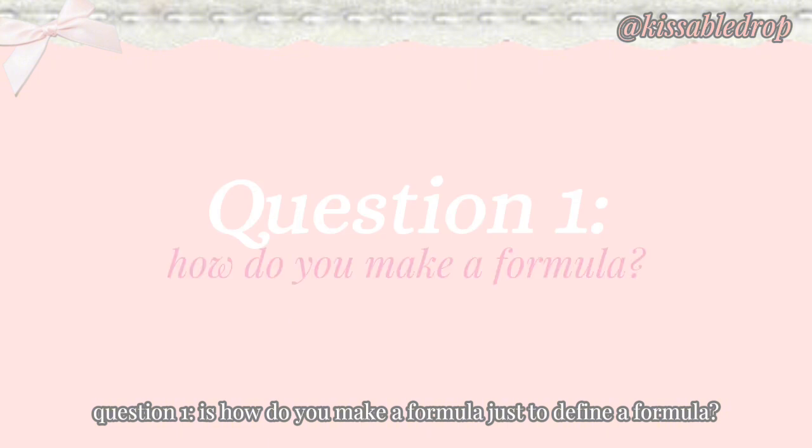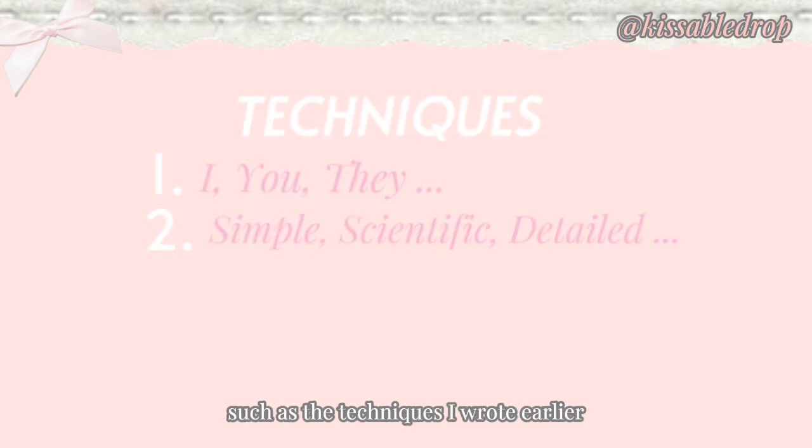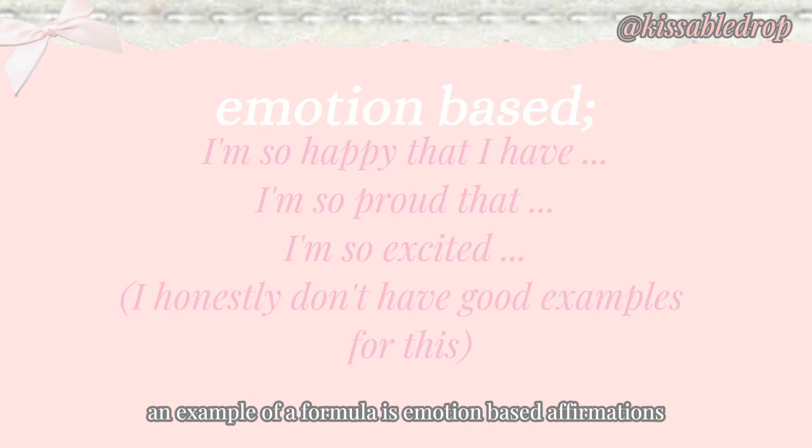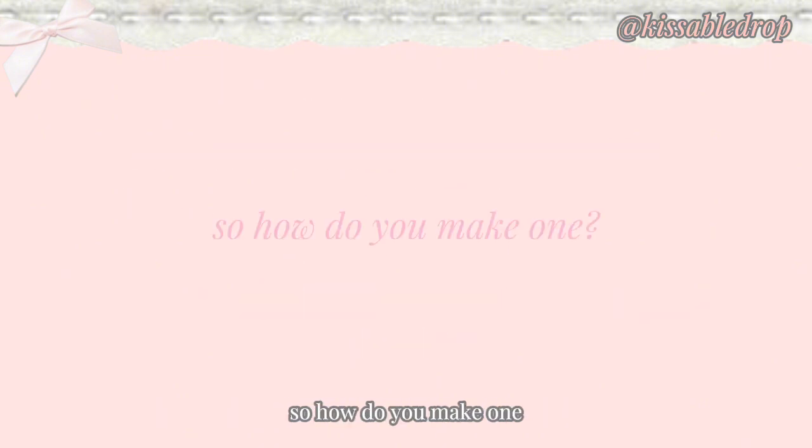These questions will be in the order they were in my comments. Question 1 is, how do you make a formula? Just to define a formula, it's basically the way you write subliminals, such as the techniques I wrote earlier. An example of a formula is emotion-based affirmations or exaggerated affirmations. So how do you make one? I mean, the definition really kinda showed how you make them.